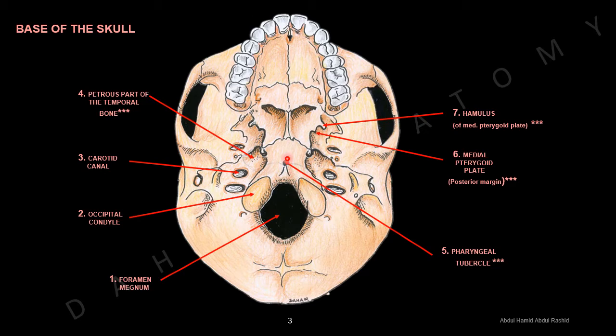Then more anterior, on each side, we have the medial and lateral pterygoid plates. This is the medial pterygoid plate, right and left. This is the upper part and this is the lower part of the medial pterygoid plate. This is the posterior sharp border of the medial pterygoid plate, both sides. If you come down here, this little process at the lowest part is called the hamulus of the medial pterygoid plate.